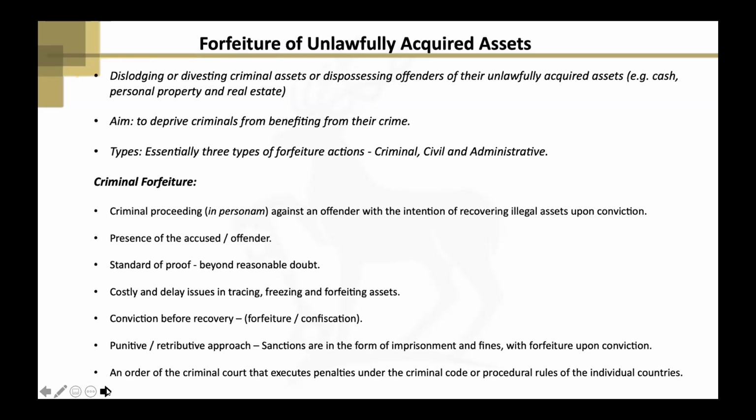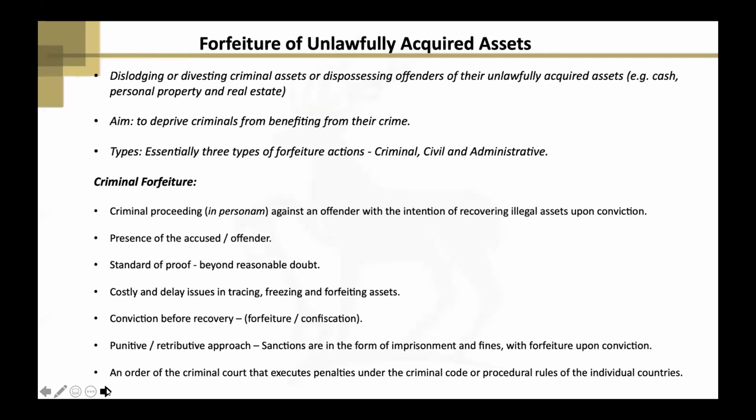So there are basically three types of forfeiture actions that we could take, and that would be criminal forfeiture, which is a personal action that is taken against an offender with the intention of recovering illicit assets upon the conviction of the offender. It requires the presence of the offender. It requires a standard of proof which is beyond reasonable doubt. Now, this mechanism is quite costly, and there are delay issues, especially in African countries, in any country actually, but there are issues in tracing, freezing, and forfeiting these assets, especially after going through a long process of trying to convict them.